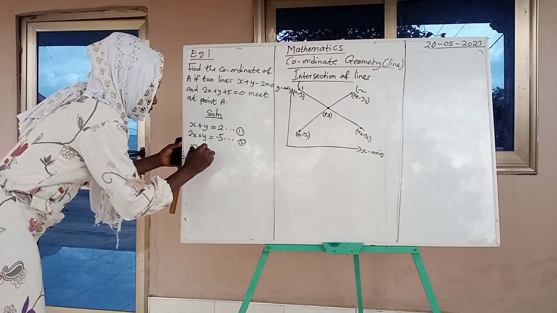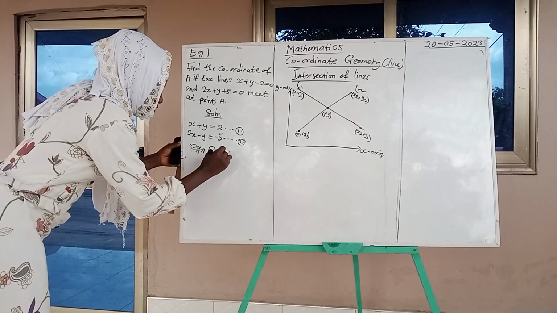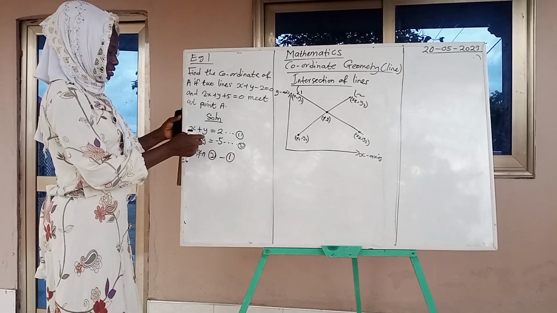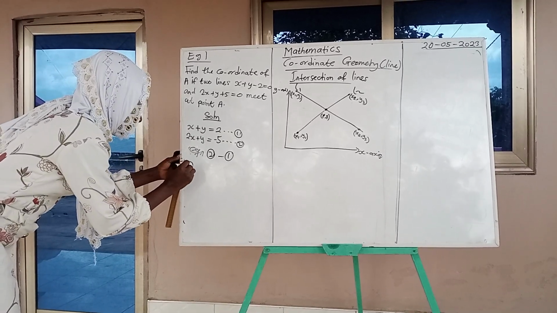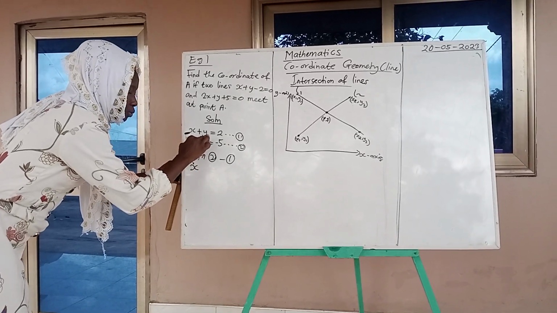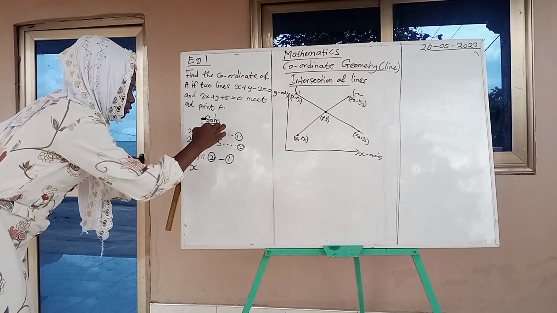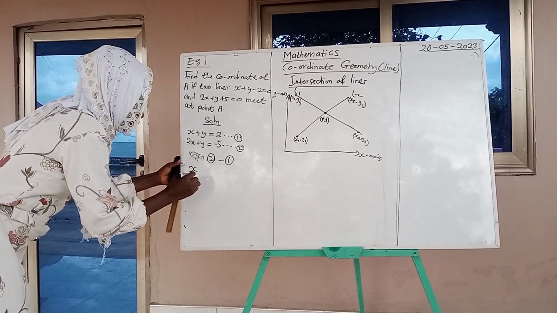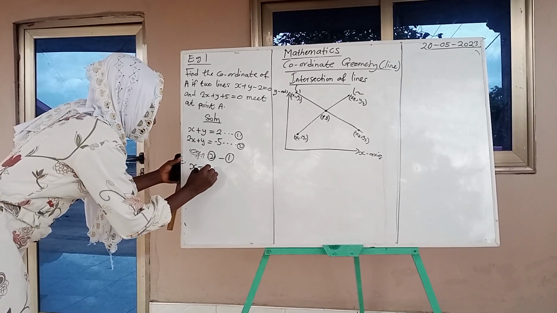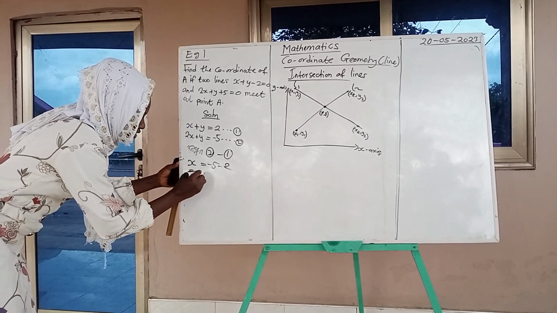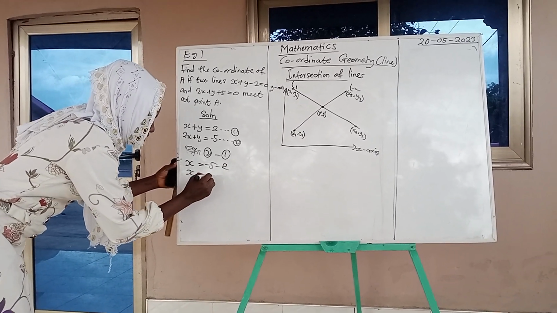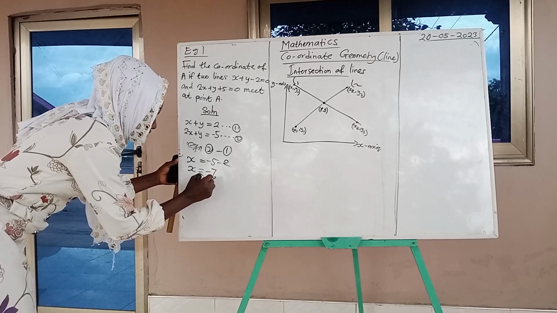So quickly, let's subtract equation 2 minus equation 1. We are going to subtract equation 1 from 2. So 2x minus x will give us x. y minus y will give us 0. Then 5 minus negative 2 gives us 7. So here we are going to get x is equal to negative 7.